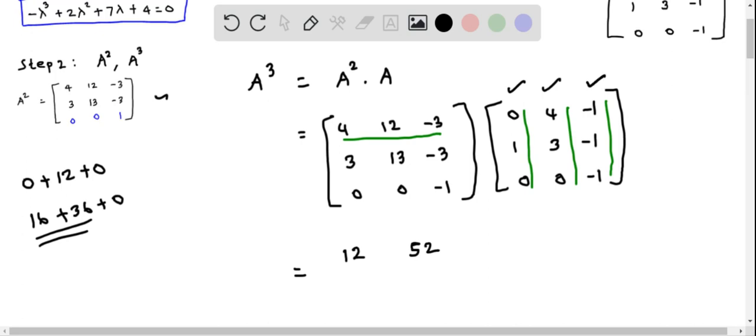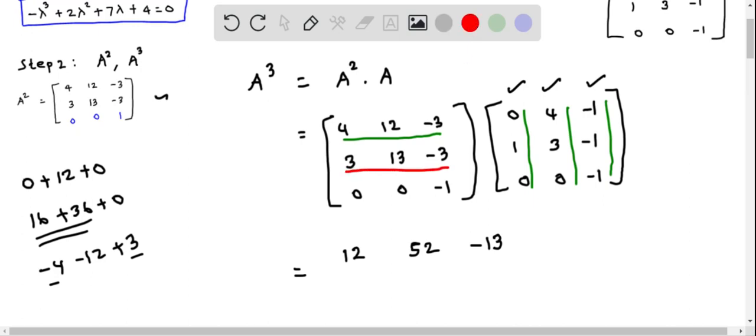Now let's multiply with the third column. So in the third column, we have all the negative 1, which means we just have to take the negative of the first row. That is negative 4, negative 12, and positive 3. So this is negative 4 plus 3 is negative 1. Negative 1, negative 12 is negative 13. Now we have completed the first row.